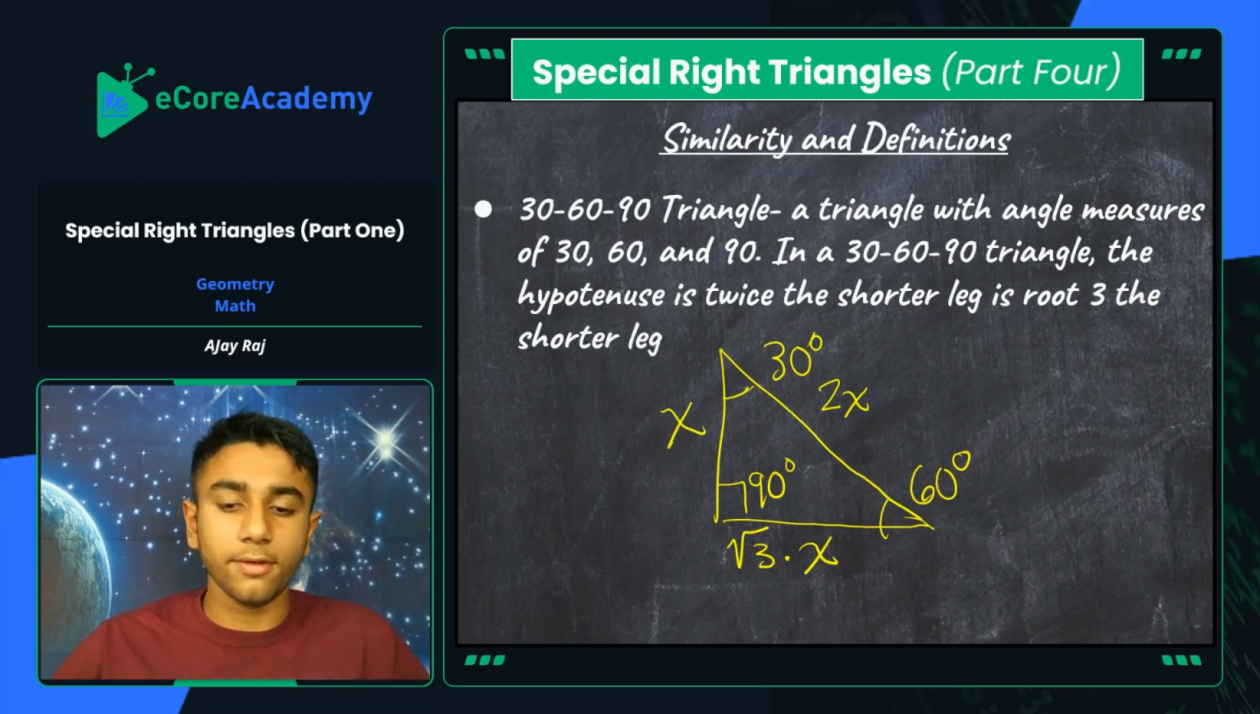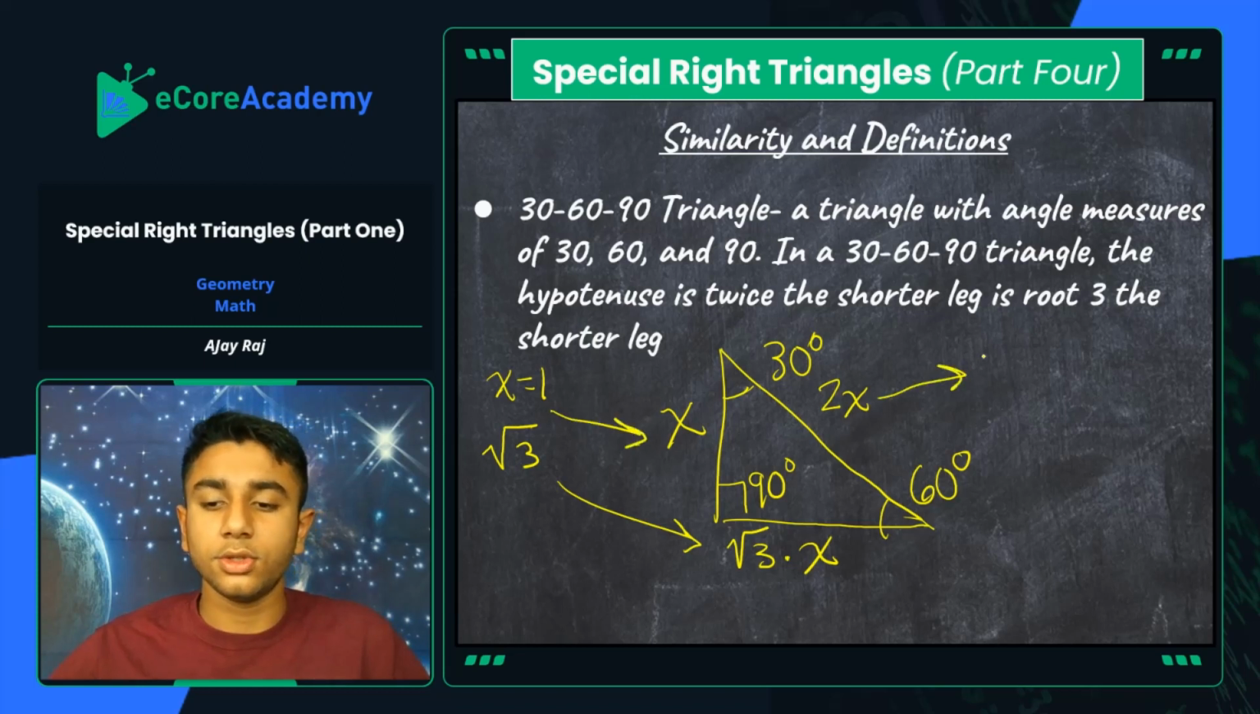So if we're given a value of 1, x equals 1, that means that we have root 3 times x, so it would equal root 3 for our bottom side here. X equals 1 here. And then for our 2x, it's going to be 2 times 1, which is 2.